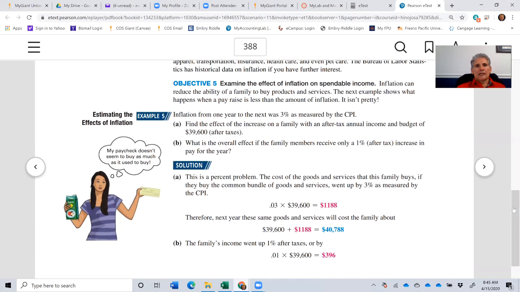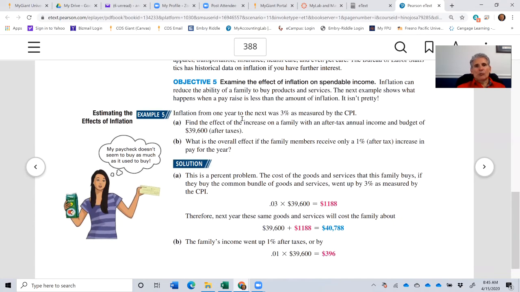So we'll take a look. Inflation from one year to the next is 3% as measured by the CPI. Find the effect of the increase on a family with an after-tax annual income and budget of $39,600, that's after taxes. And then what is the overall effect if the family member receives only a 1% after-tax increase paid for the year? So go ahead and pause and figure out what inflation is and the value is on that $39,600.